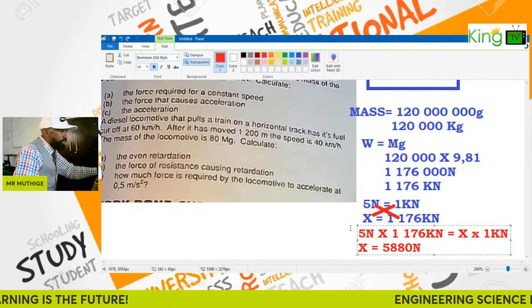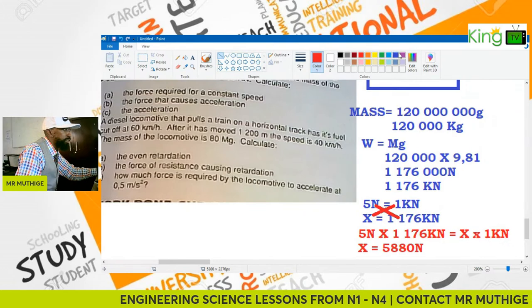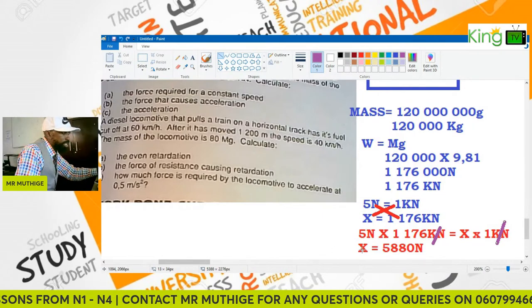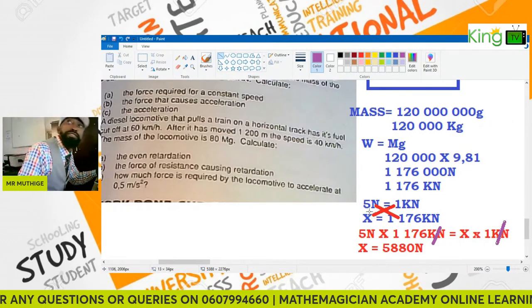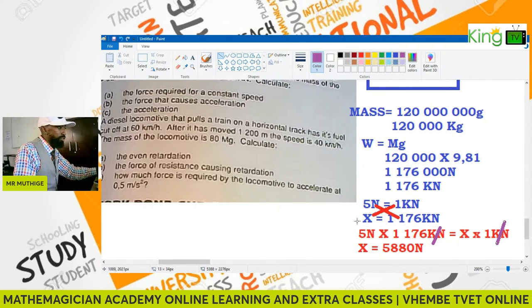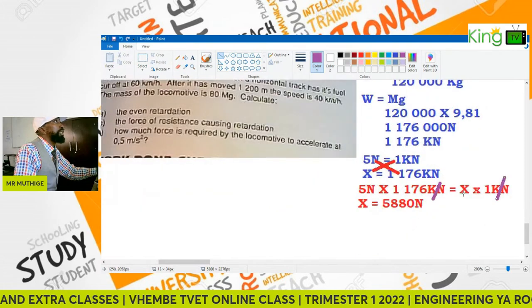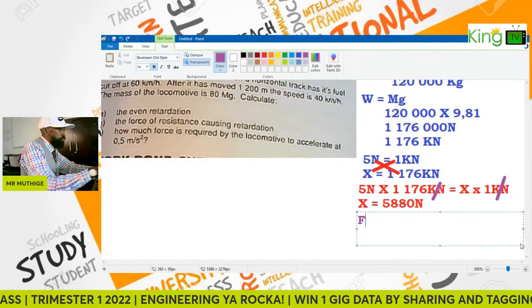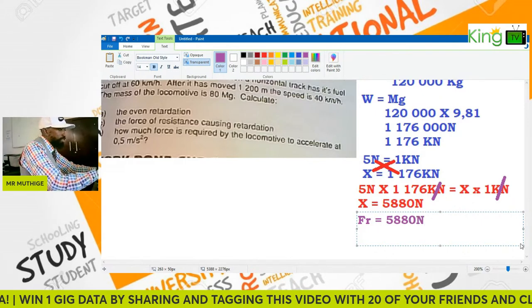So whenever you have like terms, the kilonewtons cancel out and we remain with 5 newton. You are early for tomorrow's class, my dear. Okay, so cross multiplication gives us 5,880. So here the friction, Fr, is equal to 5,880 newtons. And what is my F_A?